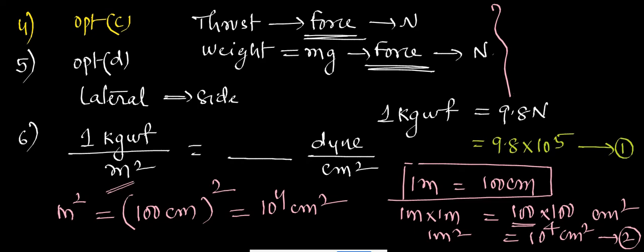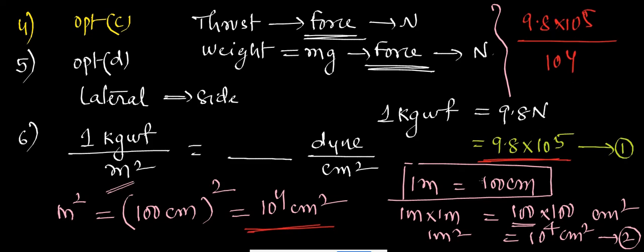Okay. Now substitute. Numerator, 1 kilogram weight in dynes, how much? 9.8 into 10 power 5. Denominator, meter square in centimeter square, how much? 10 power 4. So what happens here? 10 power 4 and 10 power 4 cancel. So in the numerator we have 980, 10 power 1.